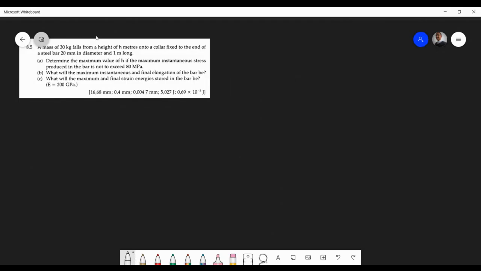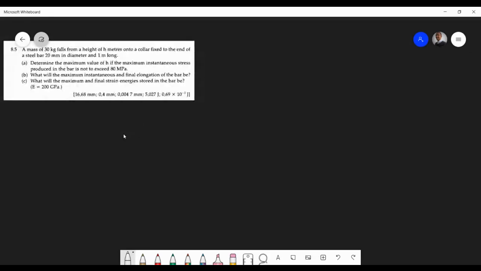Okay, so a mass falls from a height of h meters onto a collar on a fixed end of a steel bar in diameter and 1 meter long. This is a typical problem for impact energy. What they require is the maximum height, as long as you don't exceed that stress, the maximum instantaneous and final elongation, the maximum and final strain energy stored in the bar. Assume a modulus of rigidity of 200 gigapascals.